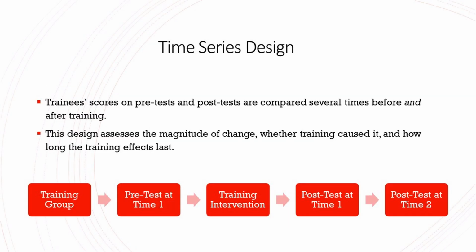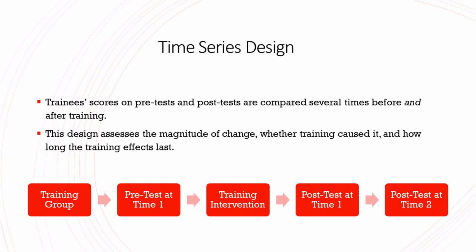The final evaluation design that we are going to cover is called the time series design. Not only can it assess whether change occurred and whether training caused it, it can also assess the stability of training effects over time. For how long do the benefits of training last? A few weeks, months, or years?